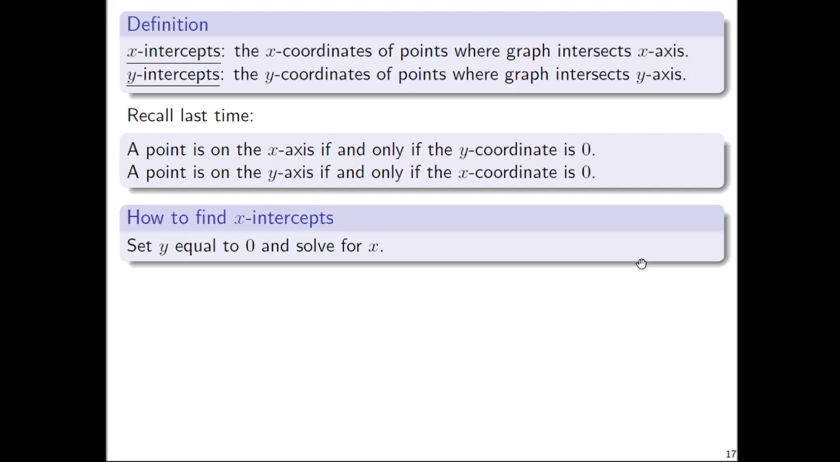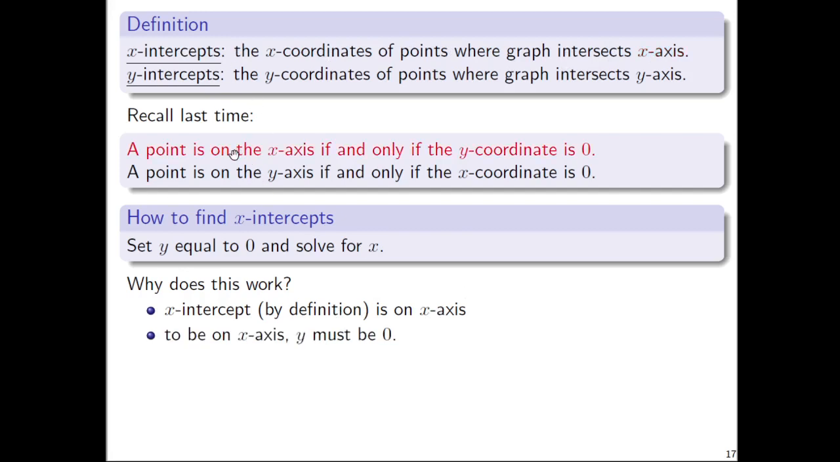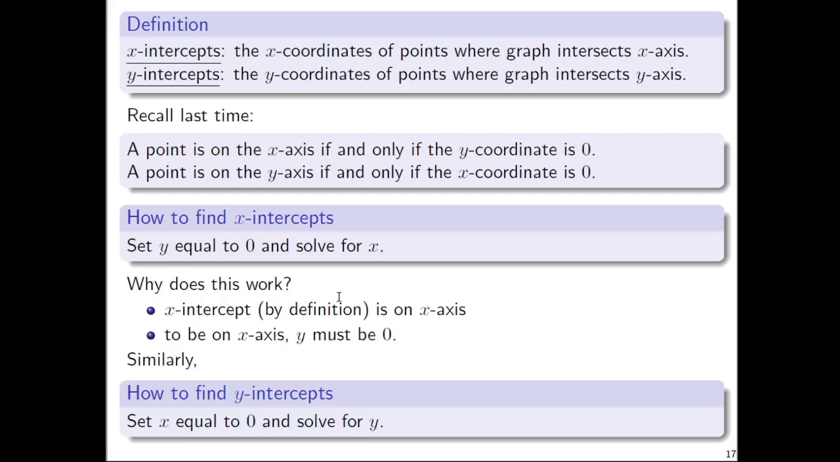So how do you find x-intercepts? To find x-intercepts, you should set y equal to 0 and solve for x. Why does this work? Well, an x-intercept, by definition, up at the top here, highlighted in red, is a point that's on the x-axis. Due to this if and only if thing, the y-coordinate has to be 0. So since y must be 0, that is why we set y equal to 0.